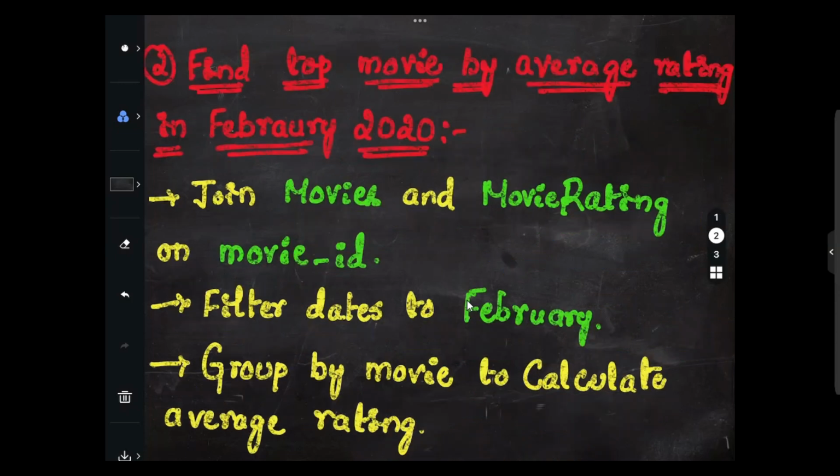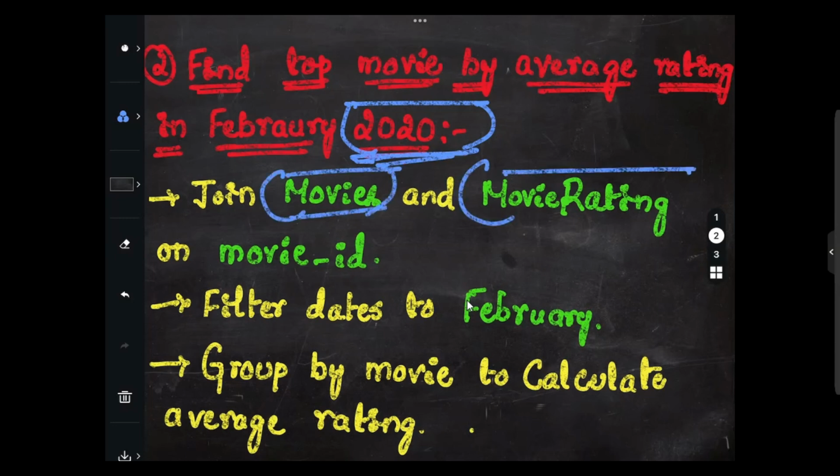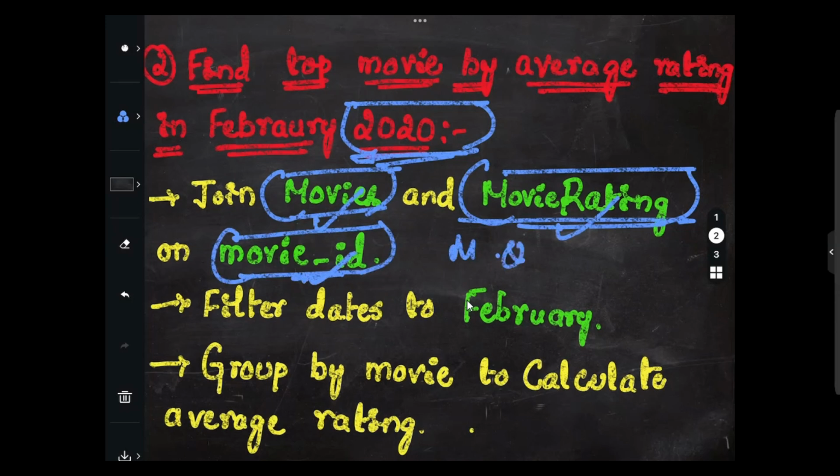The second step here is we have to find the top movie by average rating in February 2020. That's what they have given in the question, right? So first, we will join the movies and movie rating tables on movie ID. Just keep this in mind.